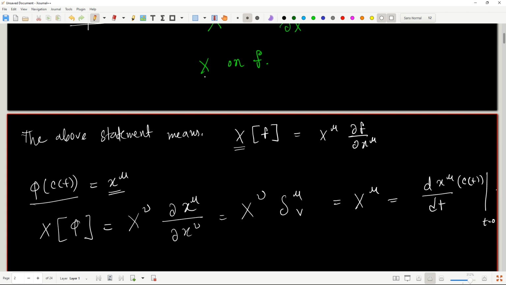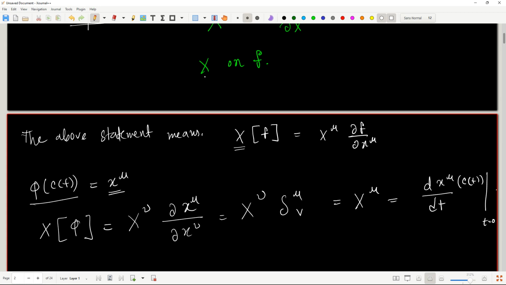So the intuitive idea is something like this. If you want to skip all this mathematics, the intuitive idea is that if you have a curve on a manifold, you can take the directional derivative at some point, and the directional derivative is just the tangent vector on that curve. And this is how you can define a vector.